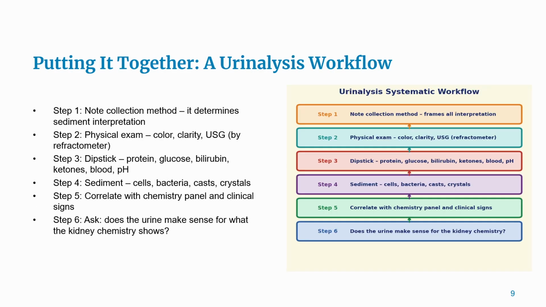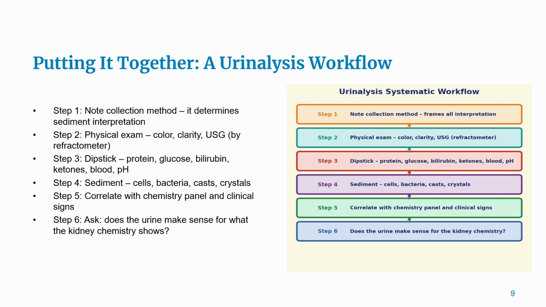Here's your systematic workflow. Step 1. Know how the sample was collected. It frames everything else. Step 2. Physical exam, especially urine specific gravity. Step 3. Dipstick. Protein and glucose are your highest yield findings. Step 4. Sediment. Look for cells, bacteria, casts, and crystals. Step 5. Correlate with chemistry. And step 6, ask yourself, does the urine make sense given the kidney values?